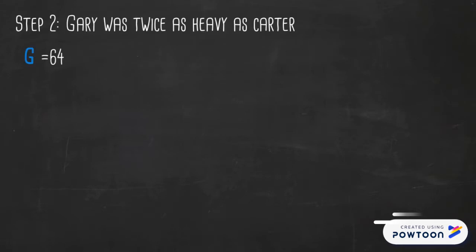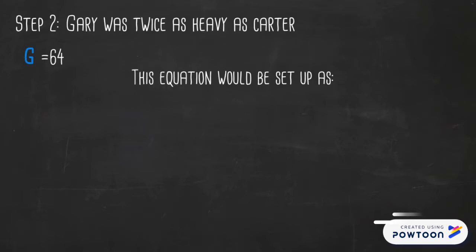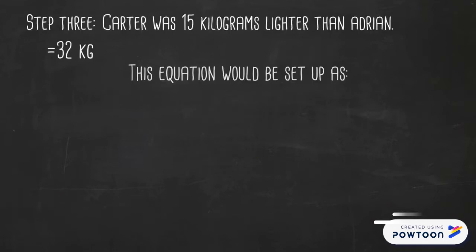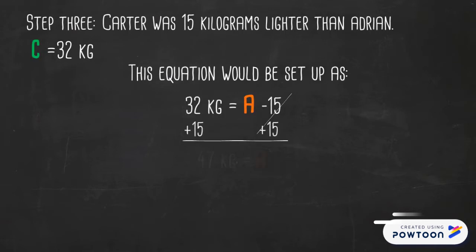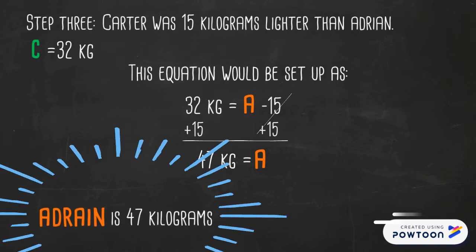Now we know the weight of Gary, which is 64 kilograms, we can solve for the weight of Carter. This equation would be 64 equals 2c. Using division, we would divide either side by 2 and find that Carter is 32 kilograms. Since Carter is 32 kilograms, we can find the weight of Adrian. This equation would be set up as 32 equals a minus 15. We would add 15 to either side and find that Adrian is 47.